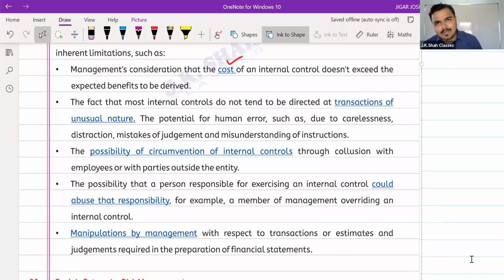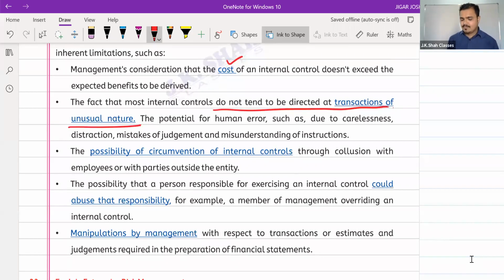My question to you, people: if anyone wants to commit fraud, in which area will they commit the fraud? Transactions which are regular in nature or irregular in nature? Sir, irregular in nature. And here, controls do not tend to detect transactions of unusual nature. So unusual transactions are not checked at all. So number one, cost is extremely high. Number two, my dear chartered, transactions of unusual nature create the biggest risk.